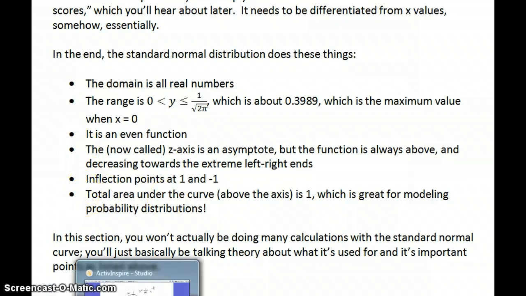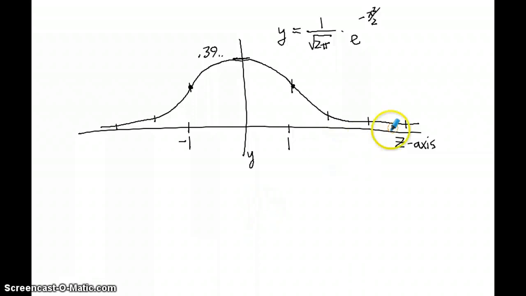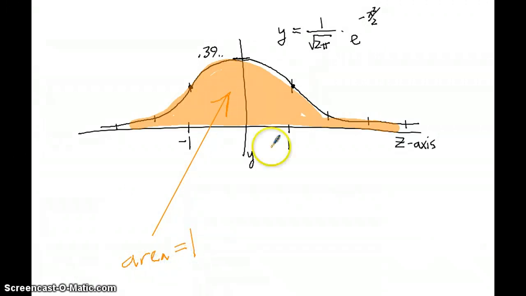That makes it a good probability distribution, because you don't want this area to be anything other than 1, since this is supposed to represent all probabilities. That was a lot of the trouble they went to in this whole manipulation. Again, there's not a lot of calculation yet in this section. It's just getting familiar with the normal curve and its properties, where it turns, what things are called, and how it came to be.